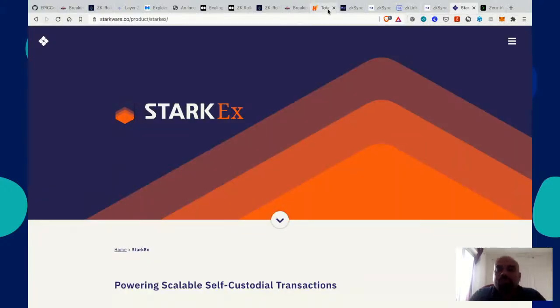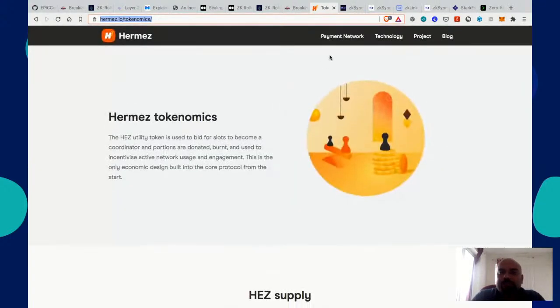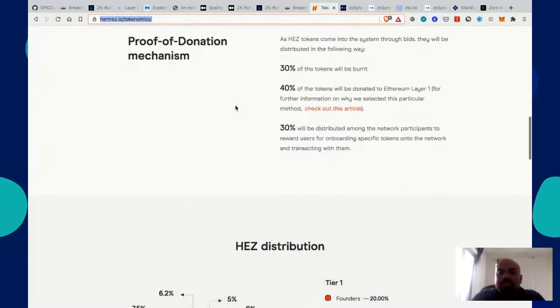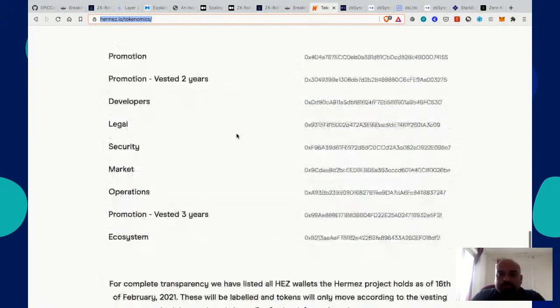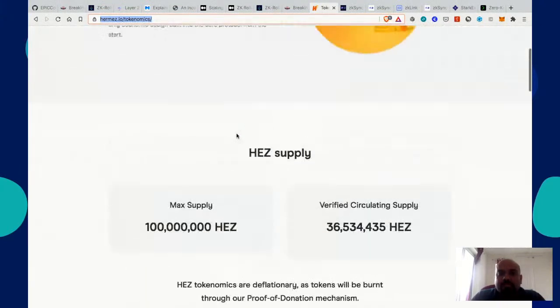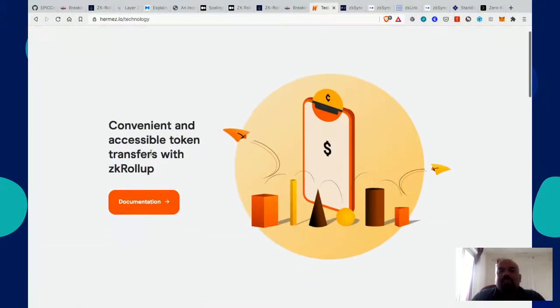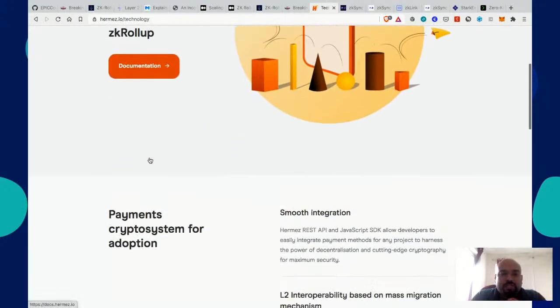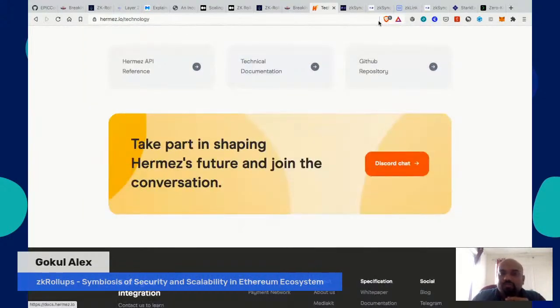Another technology I wanted to show you is Hermes. Hermes is another example of a ZK rollup based technology. Hermes has created their own token, it's from Matter Labs. They have their wallets, and essentially they use a very simple token based payment system. So essentially it's a payment system called Hermes. Hermes was developed by Iden3.